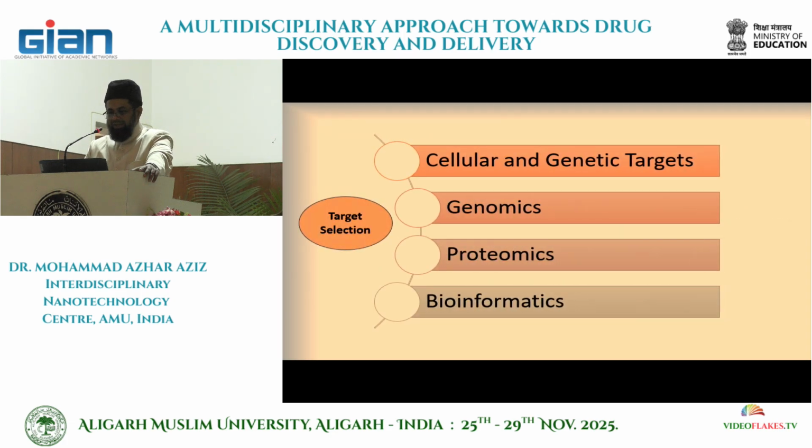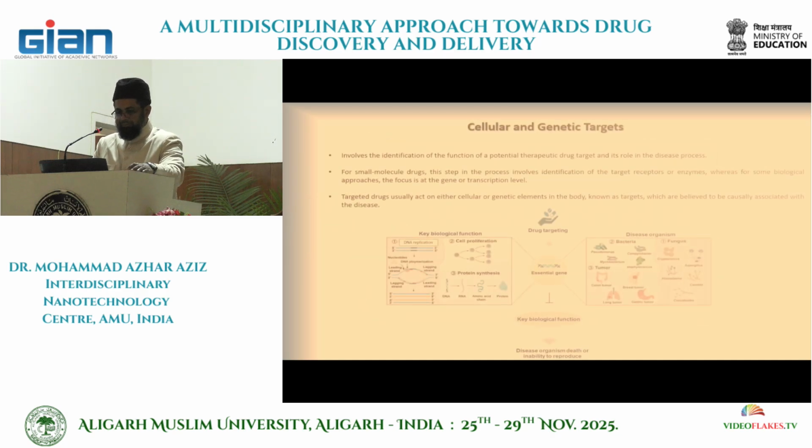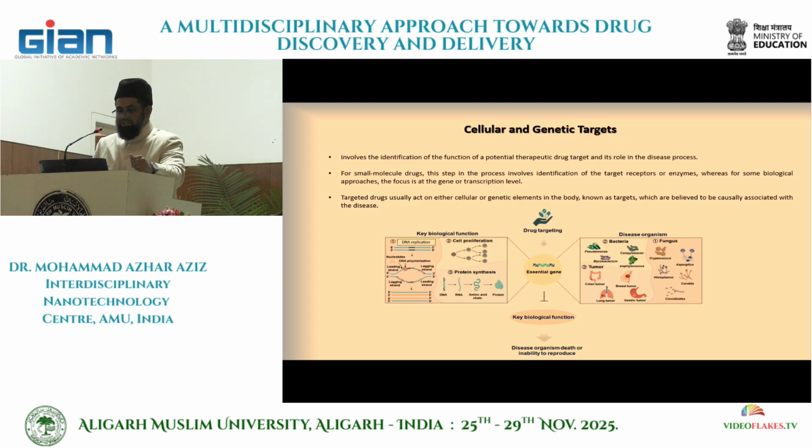So in the target selection, we have got cellular and genetic targets, and then we take help from genomics, proteomics, and a lot of data analysis which comes in the form of bioinformatics. So in case of cellular and genetic targets, this is a lot of basic biology that goes into understanding the disease mechanisms, कि disease काम कैसे कर रही है. जब उसका mechanism समझ में आता है, तो फिर उसके targets मिलते हैं, cellular genetic targets मिलते हैं, right? इसमें receptors, enzymes, जैसे we already talked about that. So we have got the key biological functions पता लगते हैं, and then it could be the disease organism.